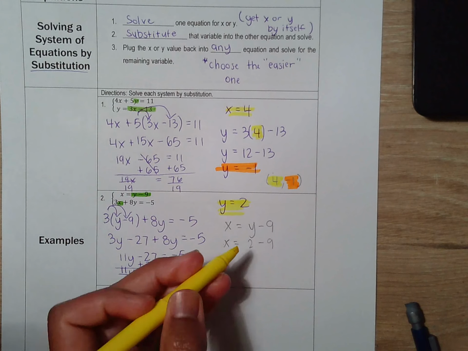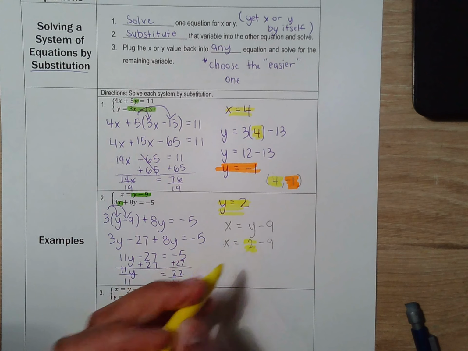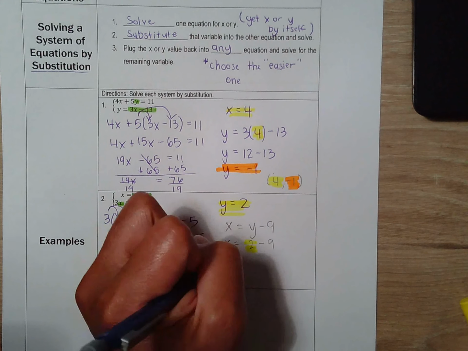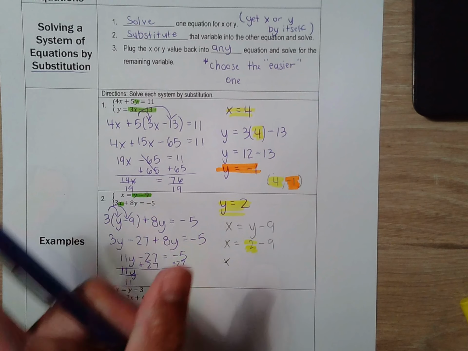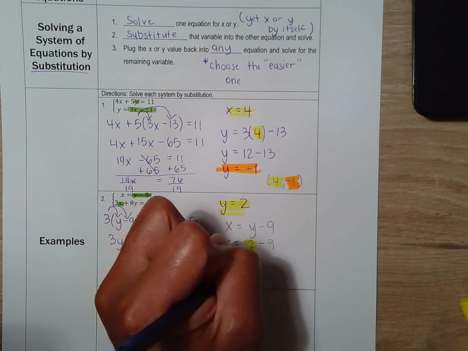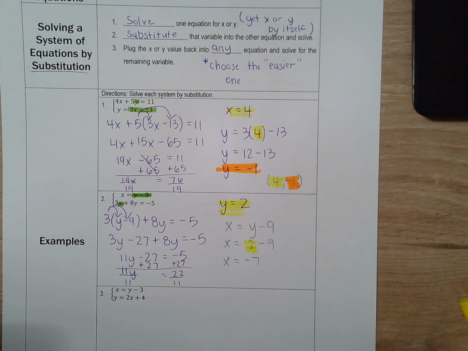Once again, that 2 is coming from up there. I know that I already solved for y. I already solved for that number, right? And then we get x is equal to, here's my lead keeps breaking. X is equal to negative 7.